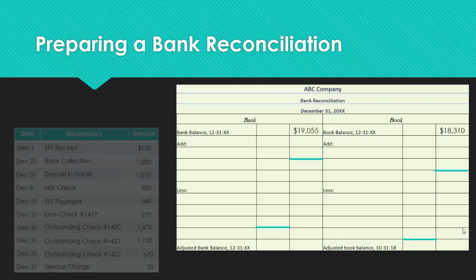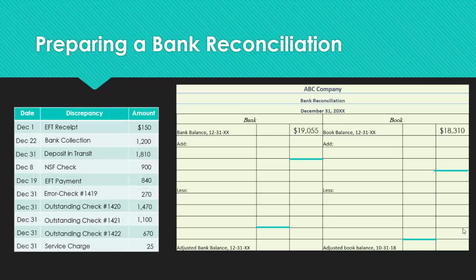Let's start on the bank side. And on the bank side, there are a couple of golden rules, because you can't mess with the bank's books because it's the bank, it's not your company. There are very little things you're allowed to do on the bank side of a reconciliation.